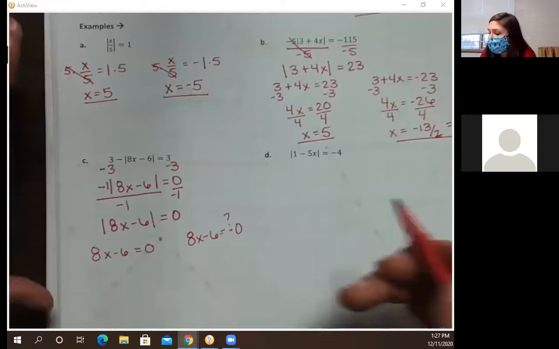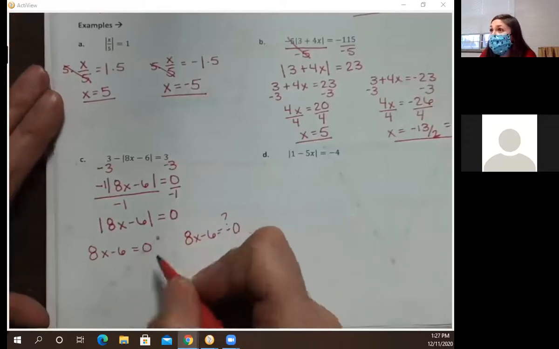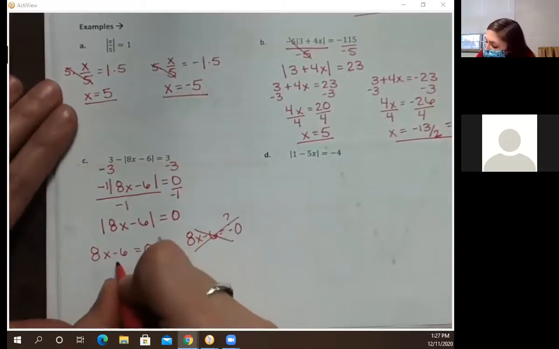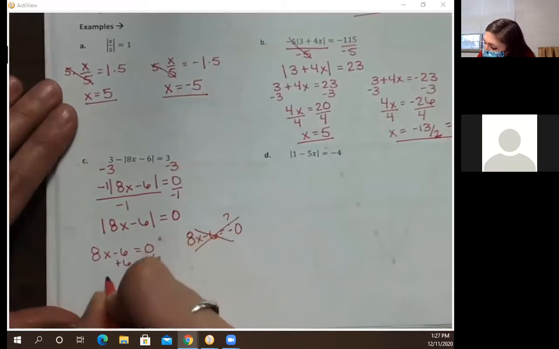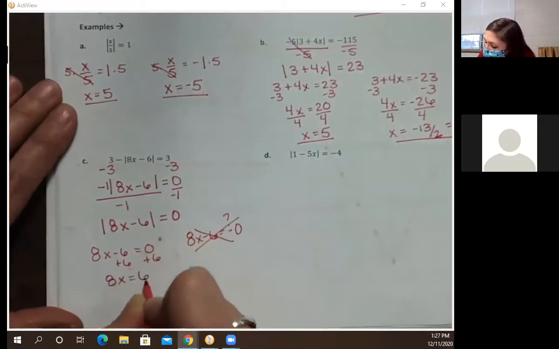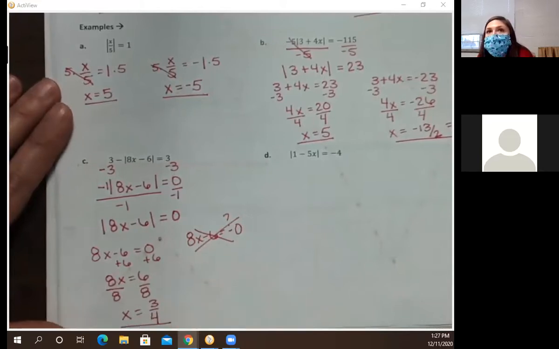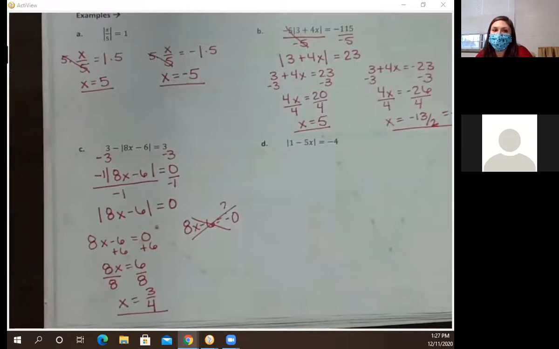So on those couple of problems maybe where you get it equal to 0, you get a little break because you only have to do 1. So I want to get x by itself. I'll add 6 to both sides. 8x equals 6. Divide both sides by 8. And we get x to be, this would reduce to 3 over 4. Questions for me on C?